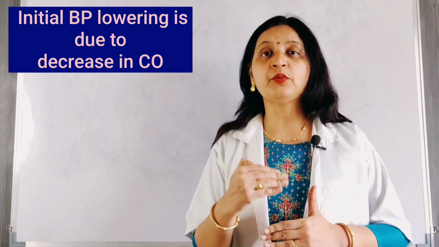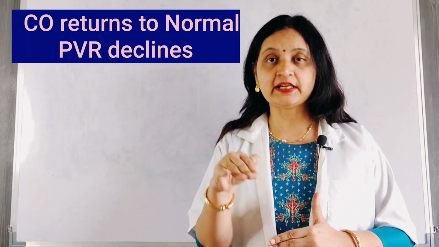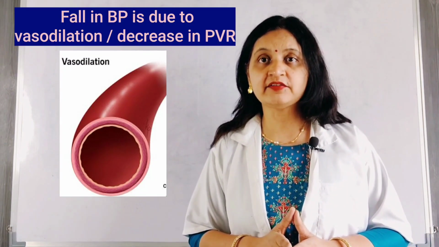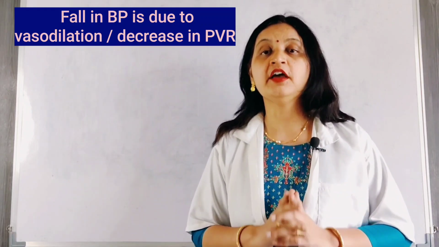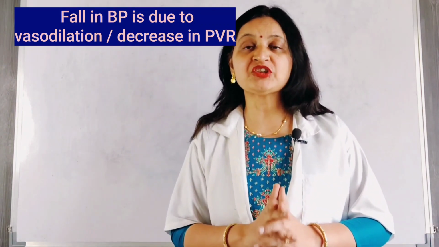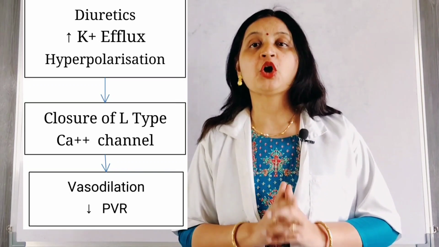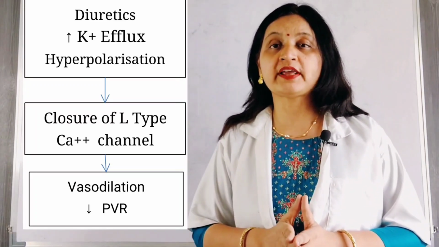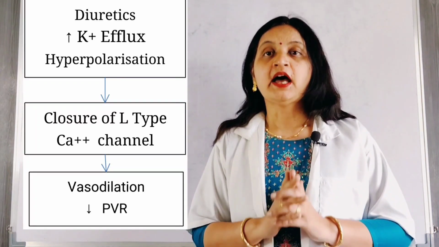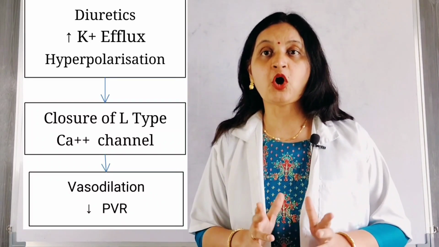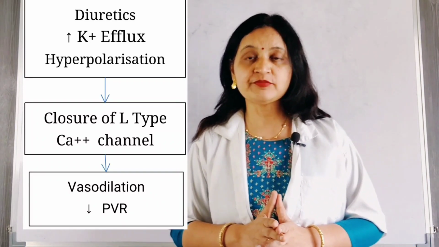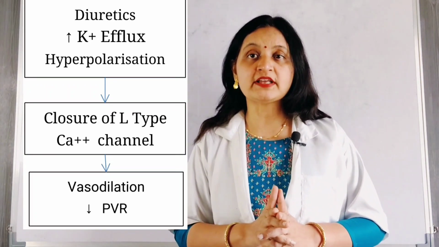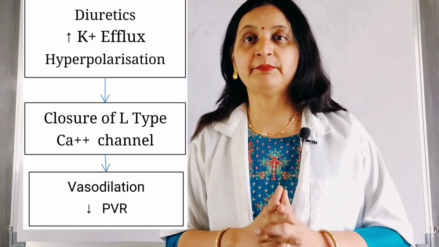But soon the cardiac output returns to pre-treatment values, that is, it normalizes. This is followed by a decline in peripheral vascular resistance due to vasodilatation. Vasodilatation is caused by activation and opening of the potassium channels, causing efflux of potassium ions, and this in turn leads to hyperpolarization of the vascular smooth muscles. Hyperpolarization of smooth muscles can cause closing of the L-type calcium channels. This reduces the entry of calcium ions, causing reduced vasoconstriction and vasodilatation of the blood vessels.